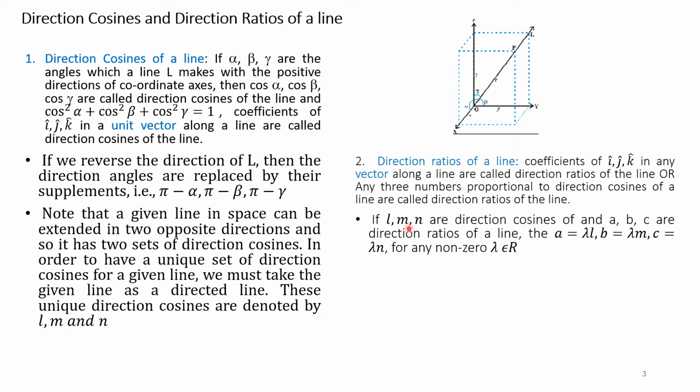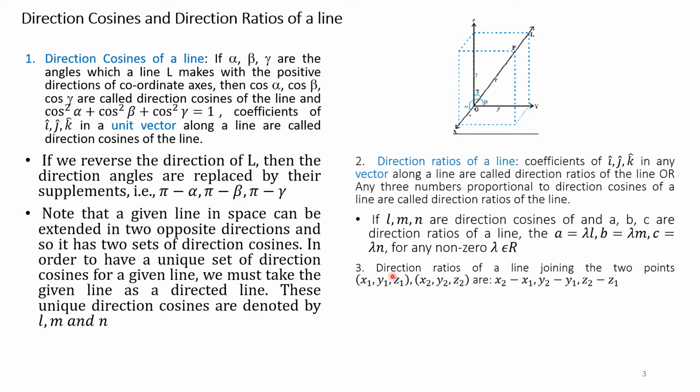If l, m and n are direction cosines, and a, b, c are direction ratios of a line, then a is equal to lambda l, b is equal to lambda m and c is equal to lambda n, for any non-zero lambda belonging to R, that is a real number.